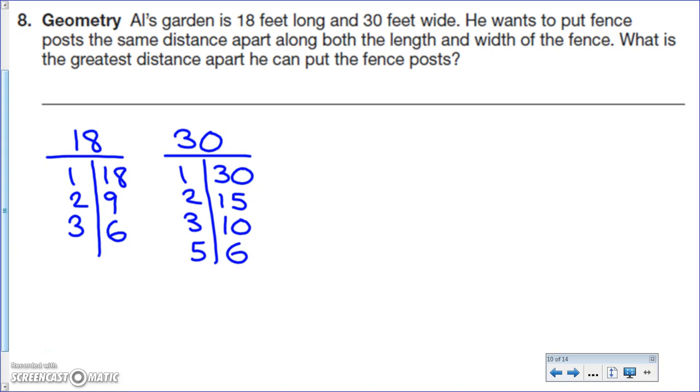Now we're going to go through and circle all the factors that show up on both lists. Then, as we can see, 6 is the greatest common factor between the 2 numbers, so Al can put his fence posts 6 feet apart.